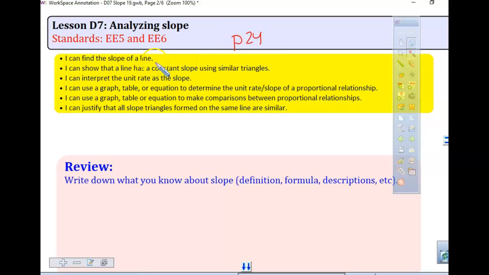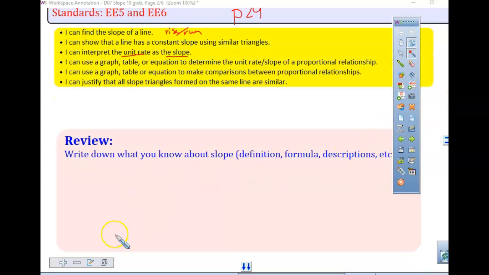I can find the slope of a line, remember that's going to be counting the rise over the run. I can show that the line has a constant slope using similar triangles. I can interpret unit rate and slope as being the same thing. So in a graph or equation, we're going to be able to look at all those different things. So reviewing our definition of slope, the definition that you want to make sure you write down.